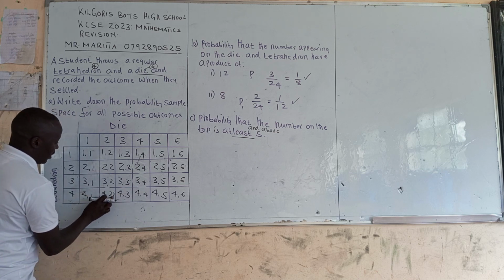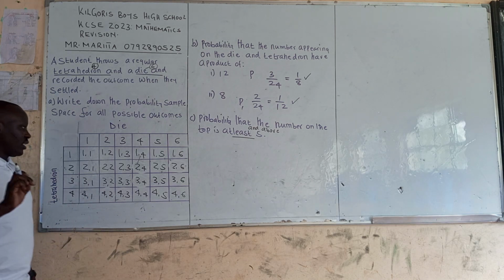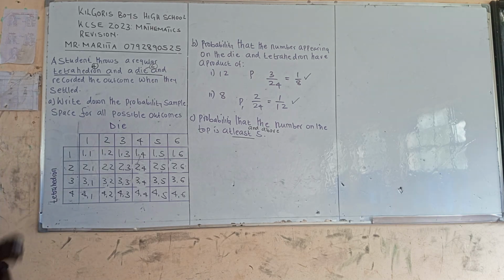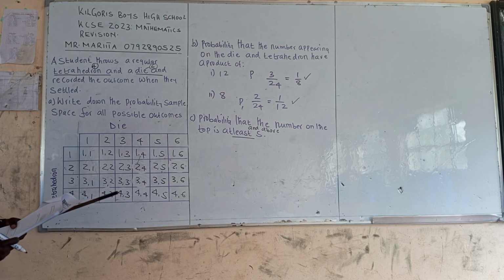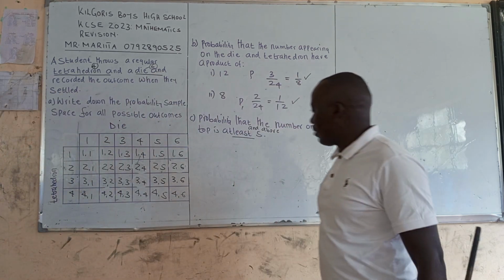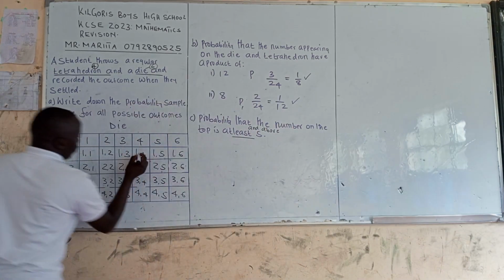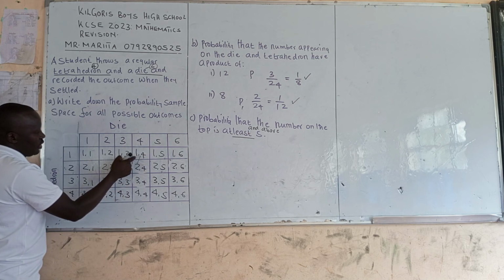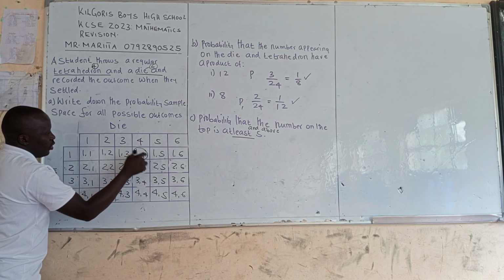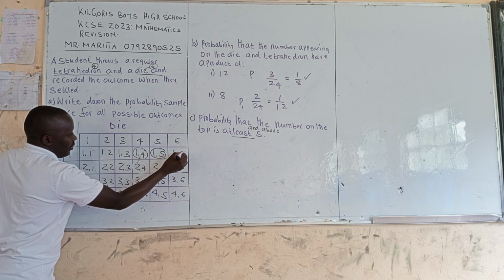So what are these numbers which are at least 5? At least 5 means that it is just 5 and above. Let us just have the numbers. So we have 1 and 4. This one is 5. 1 and 5. This one is 6. This one is 7. So we count.